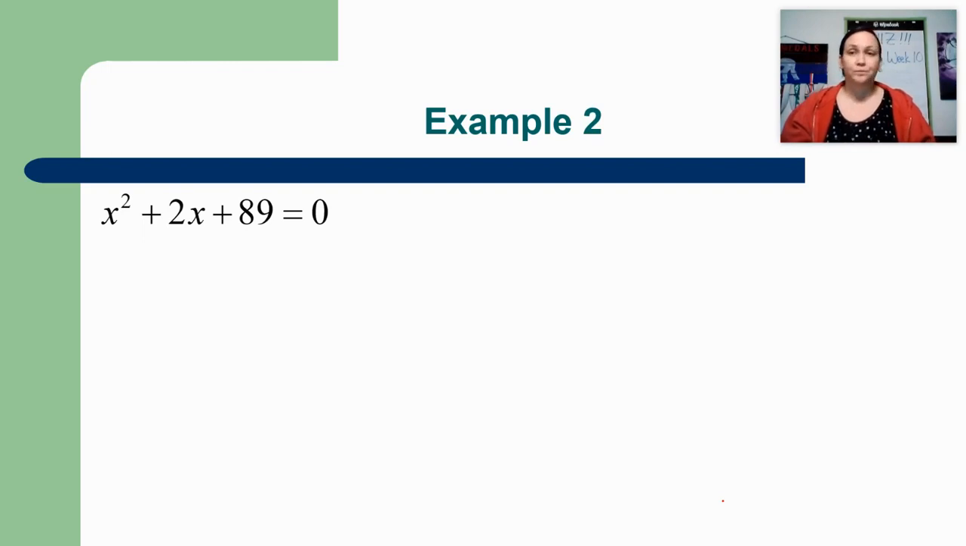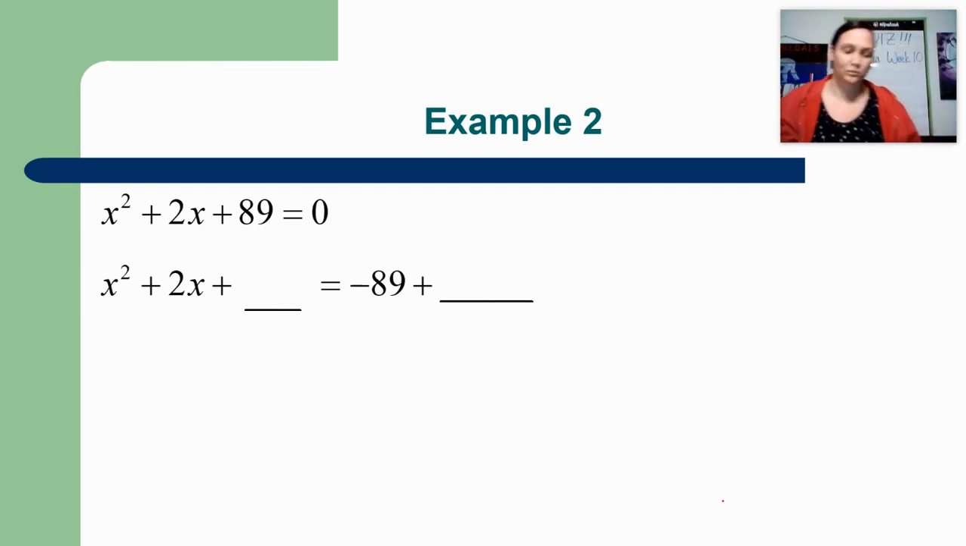In this problem, it is not set up for completing the square. It is set up for factoring or the quadratic formula, but that's not what we're doing today. So I'll need to move the 89 to the other side by subtracting it. And then in its place where it was, I'm going to put in a plus blank space. Next, I'll need to find out what goes in the blank space.